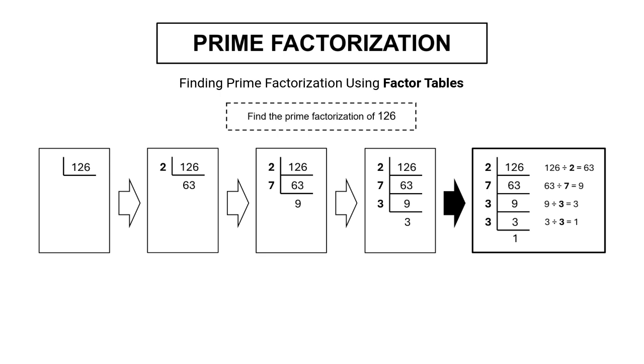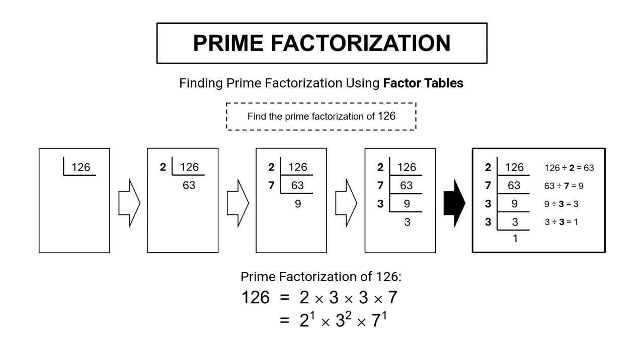Once again, you can find the prime factorization by multiplying all the numbers on the left side of the factor table. And so the prime factorization of 126 is going to be 2 times 3 times 3 times 7, which using exponents is 2 to the first times 3 to the second times 7 to the first. The same answer we got with factor trees.